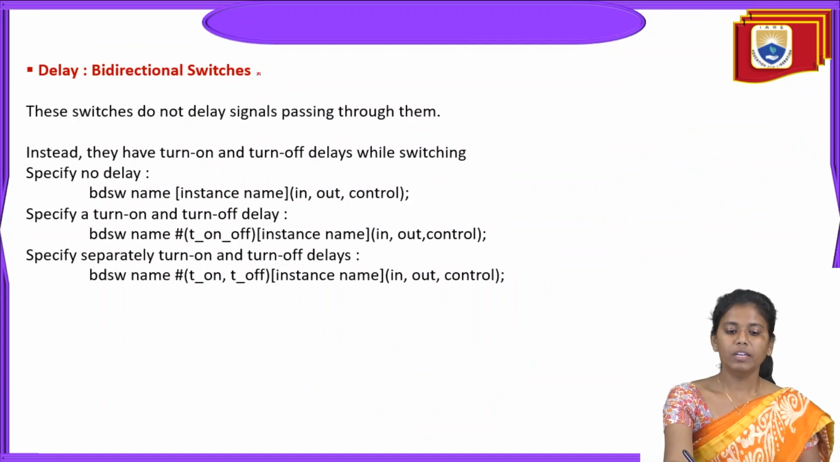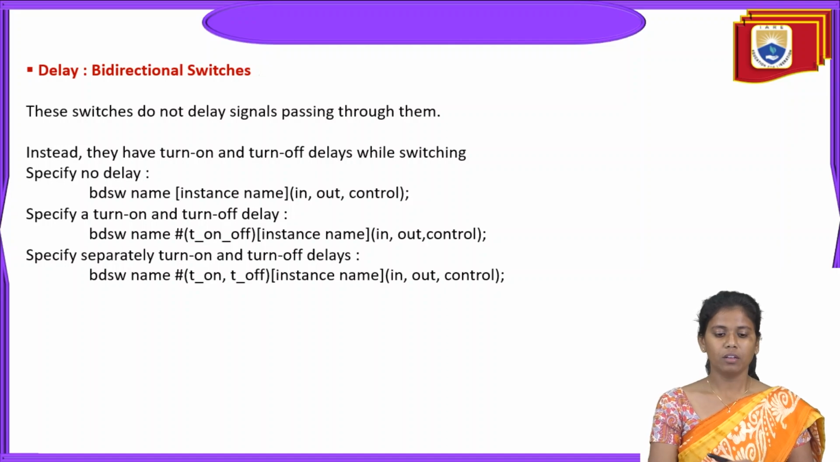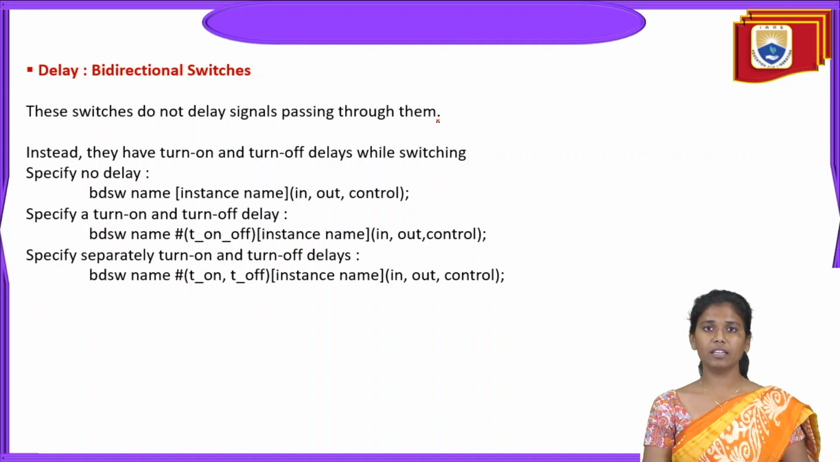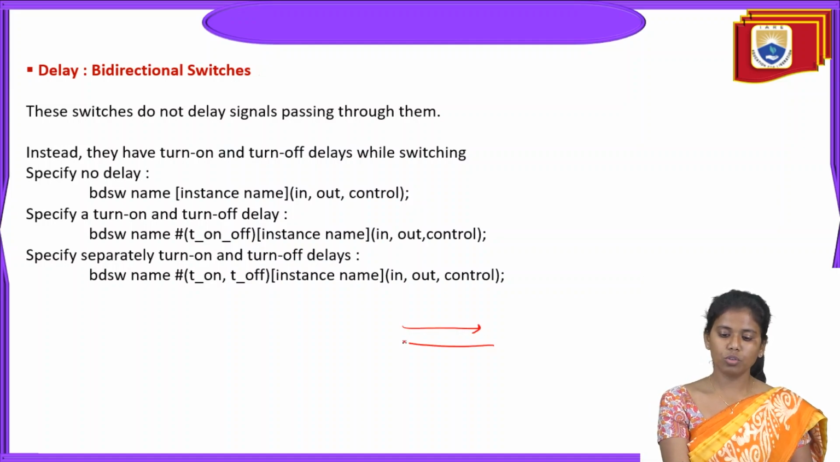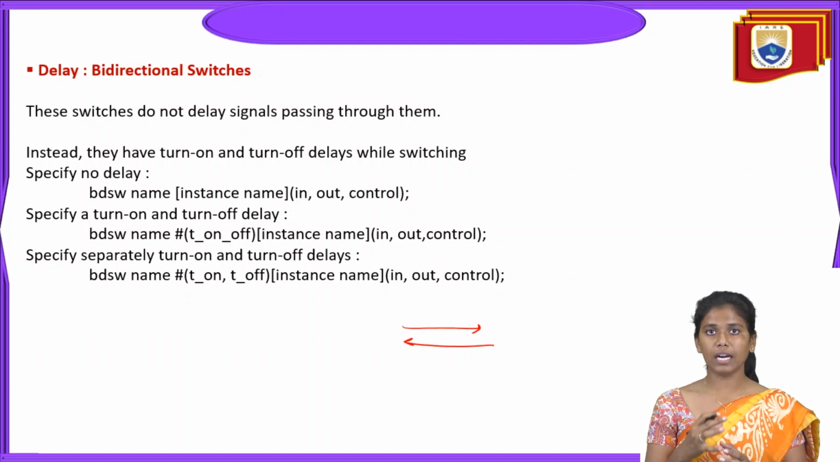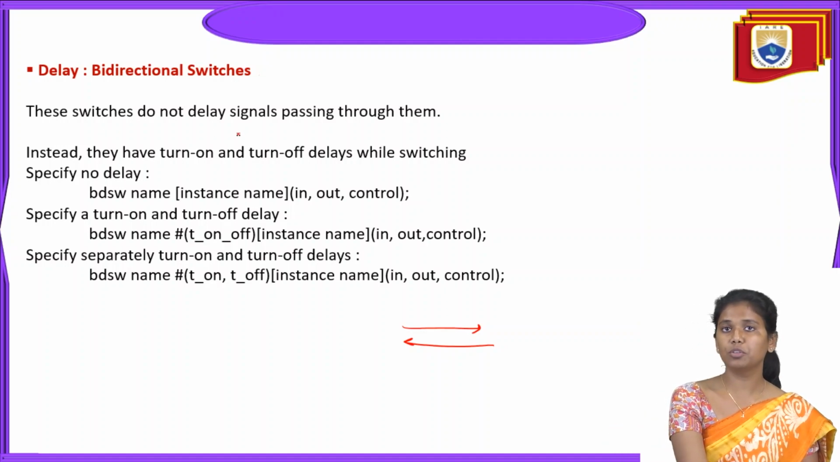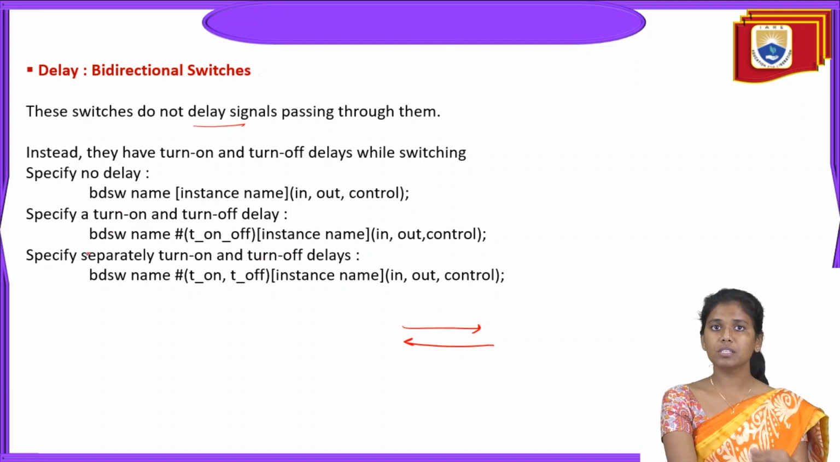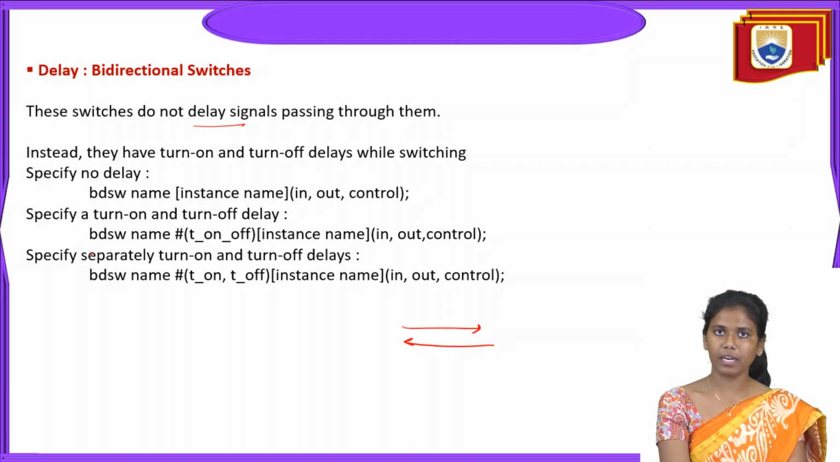Now we'll discuss the bidirectional switches as well. These switches do not delay signals passing through them. These are bidirectional switches, so the communication happens in a two-way manner. That means the propagation of the current as well as the voltage can be considered to be two-way. These switches do not delay signals passing through them. As these are bidirectional switches, there is no delay on the signal passing through them. Now we will see how we can specify the delays with respect to these bidirectional switches.